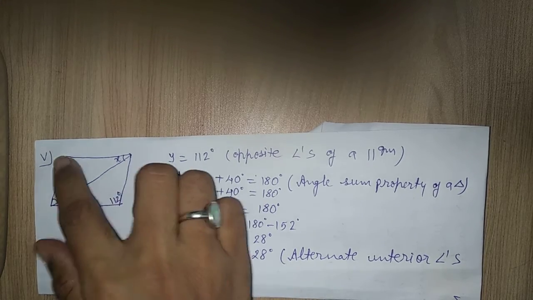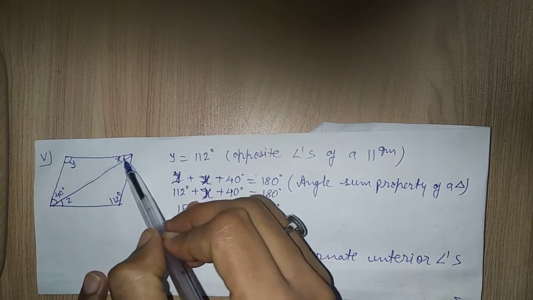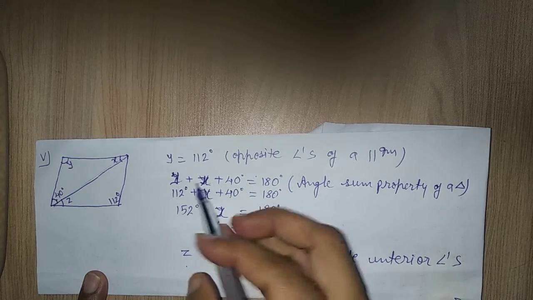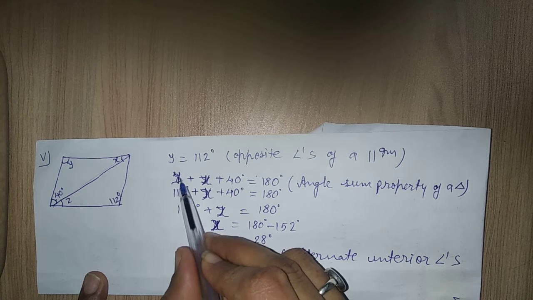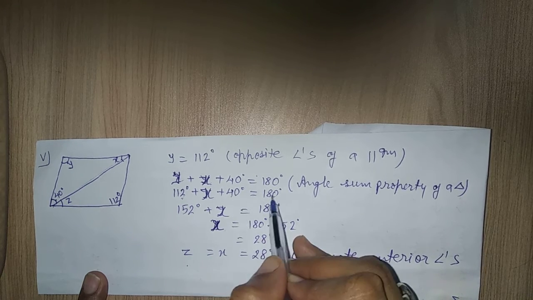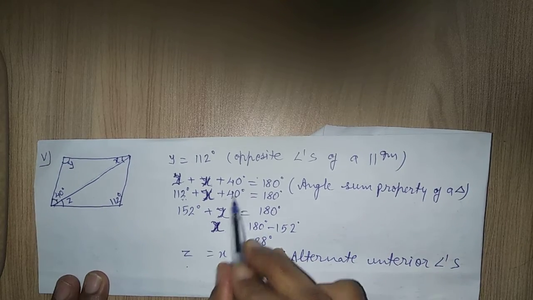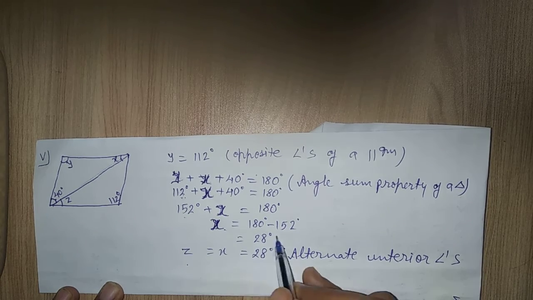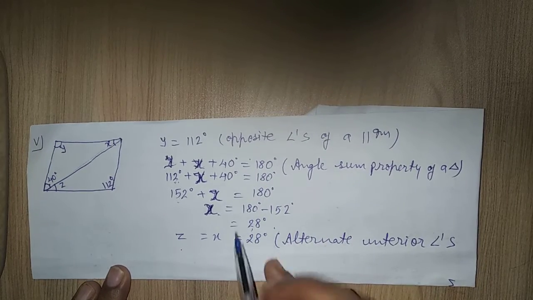Now in this triangle we will apply angle sum property of a triangle. So x plus y plus 40 degree is equal to 180 degree. Since value of y is 112, we put value of y here, and 112 plus x plus 40 degree is equal to 180 degree. 112 plus 40 is 152 degree. So x is equal to 180 degree minus 152 degree, that is 28 degree.